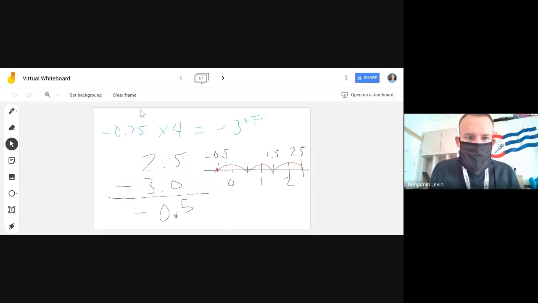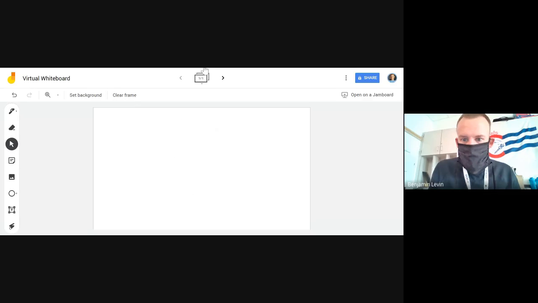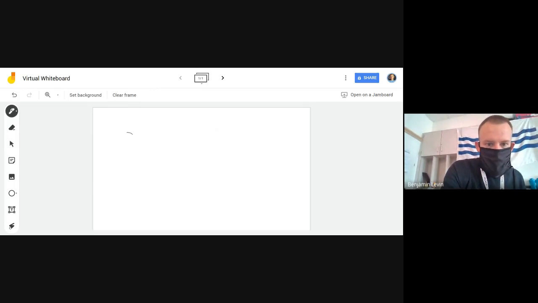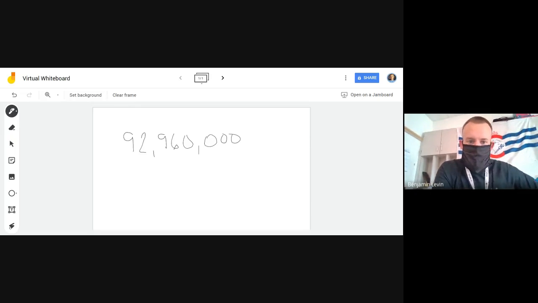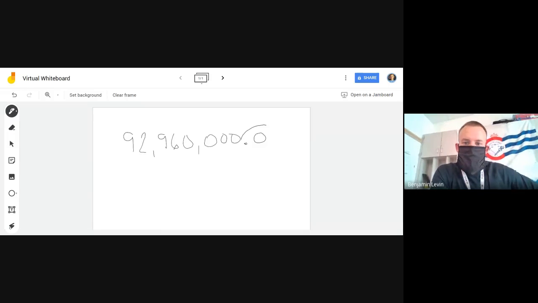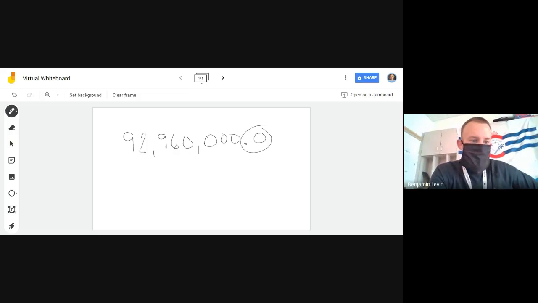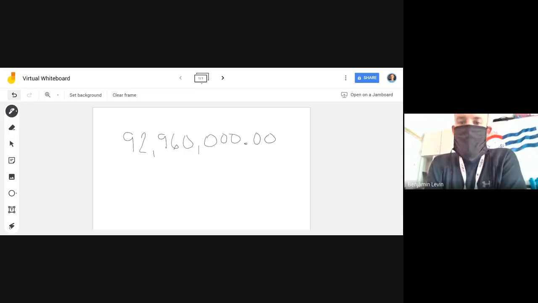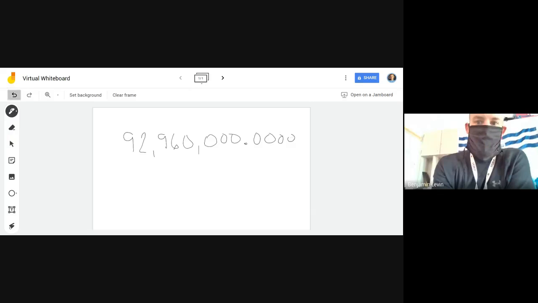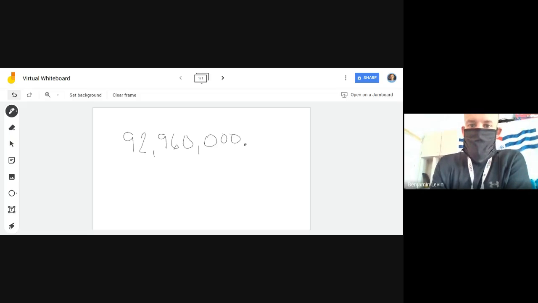So we are going to prove here that these are the same numbers. 92,960,000. It's asking us how many spots we need to move the decimal point in order to write this number in scientific notation. So our decimal point's right here, right? Technically we have a .0 on the end, but it's cut off because we don't add extra zeros in decimal form if they're not needed. So the decimal point is right there.